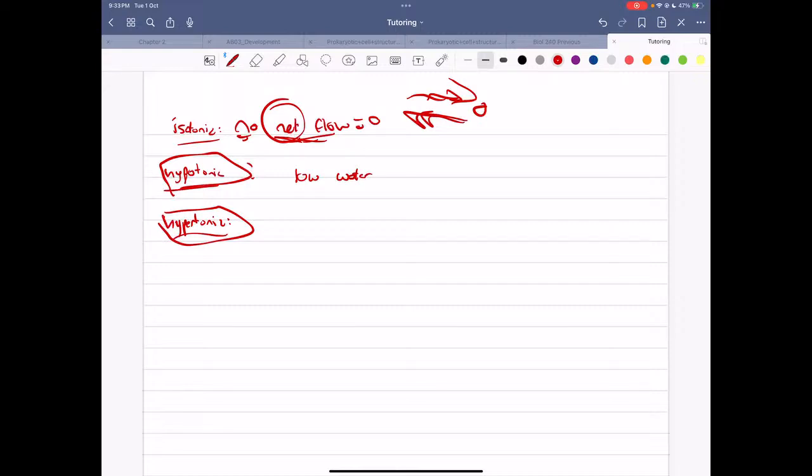So what do we mean by low water potential? The way I think about it, hyper means it's active. Someone is hyper. If I put a cell in a hypertonic solution, water will leave. Hypertonic, water is leaving. While if I put it in a hypotonic solution, water will enter. Does that make sense?